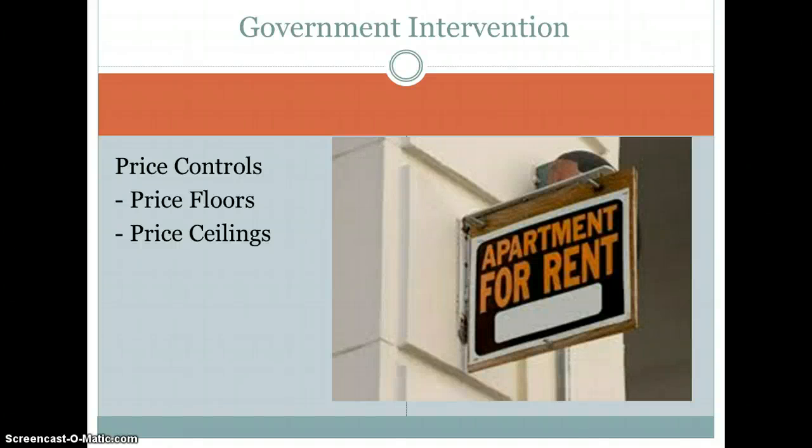All right, today the focus of our lecture is going to be government intervention, when the government gets involved in pricing. We're going to look at price controls. Price controls are anytime the government gets involved with the equilibrium price.